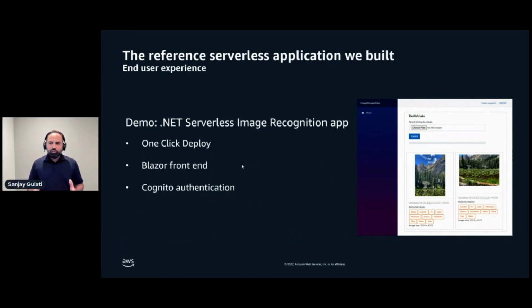Okay, with that, let's go into demo, and we'll talk about how easy it is to deploy your application. We have a one-click deploy to deploy your application right from our GitHub account. And we'll also talk about the modern front end that we have using Blazor. We'll also talk about the authentication using Cognito. With that, let's go into demo.